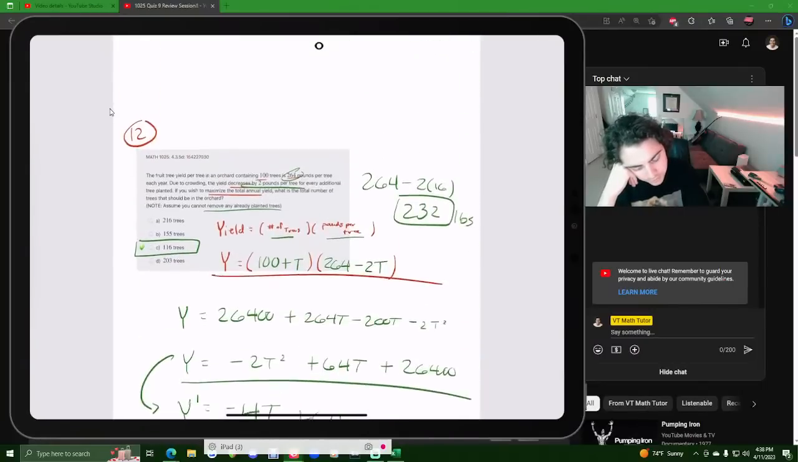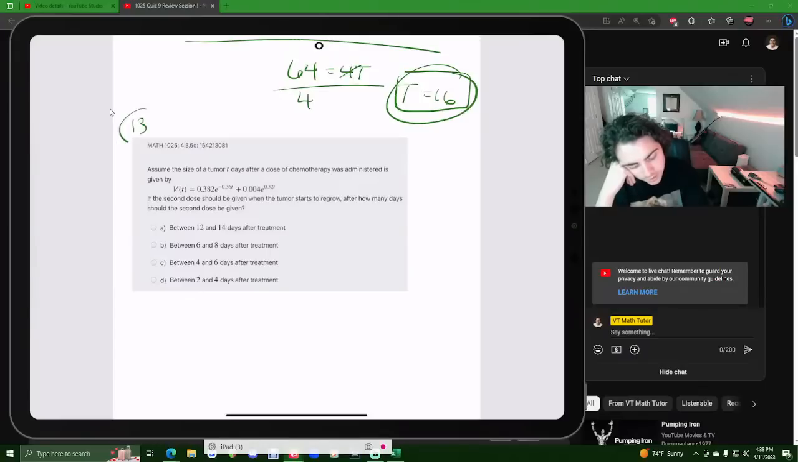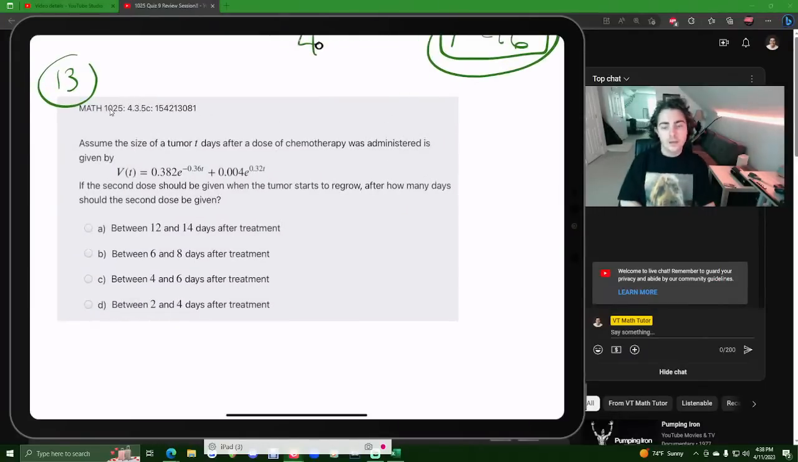Let's do more Excel stuff. This is number 13. This is where it starts to pick up. I think I have videos working this one out by hand. I can't remember if I have videos working this out in Excel. So that's what we're going to do today.